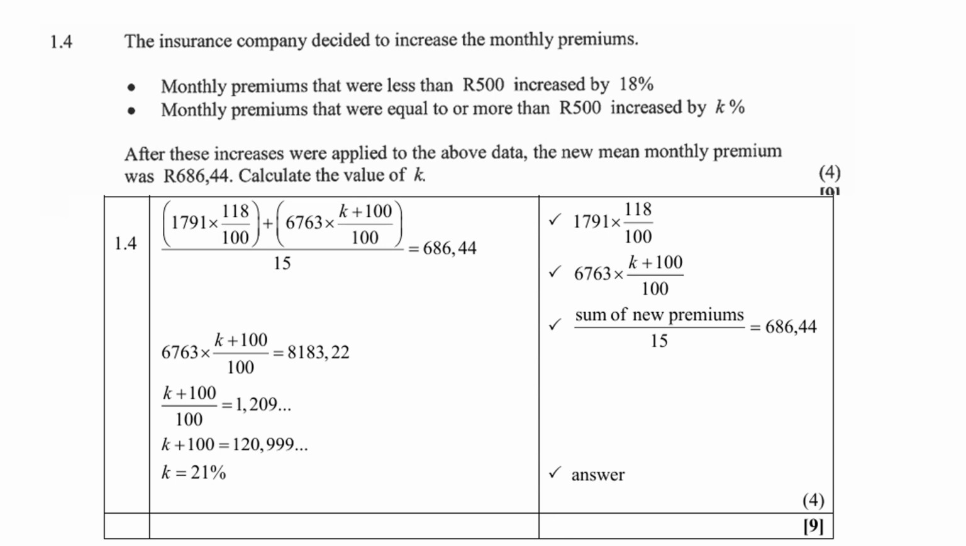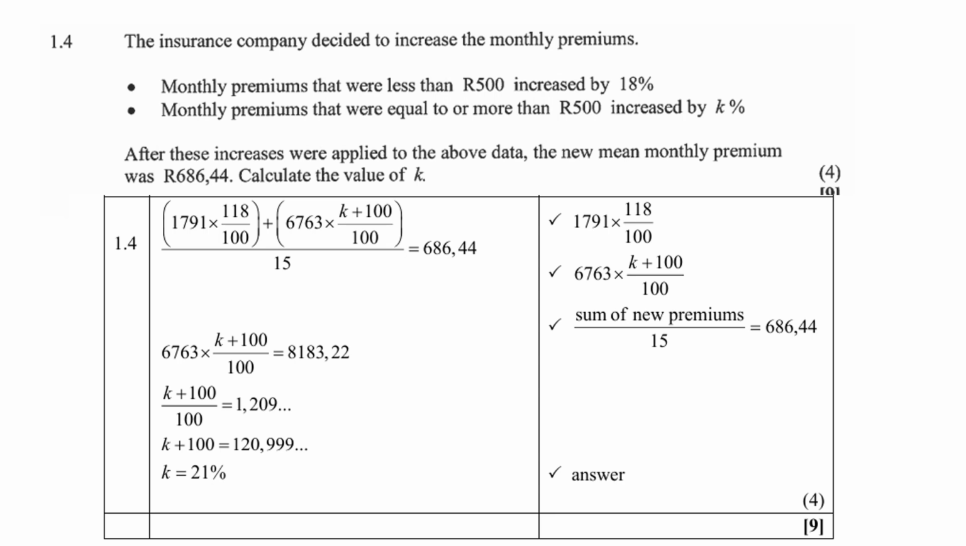So if you look at the solution, that 1791 will be when you total all the premiums which are under 500, and that will give you 1791, and therefore 18%, so it's 118 over 100, right? So that is to get the 18% plus, and then the monthly premiums that were equal to or more than 500. If you add up all those premiums, you should get 6763, and that of course is times K plus 100 over 100%. And then all of that, of course, divide by 15 because there are 15 values.